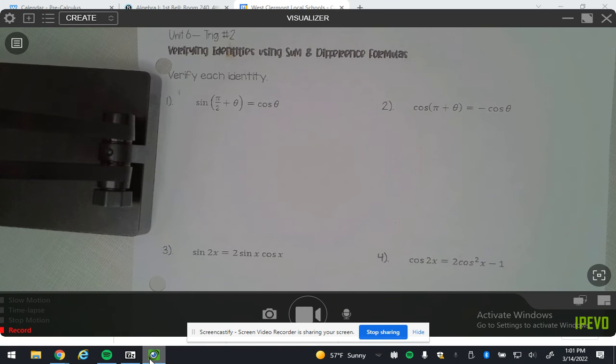Okay, so first one, we are verifying. So this is not simplifying, this is verifying. I know where I need to get to. Yes? So we have the sine of pi over 2 plus theta equals the cosine of theta.